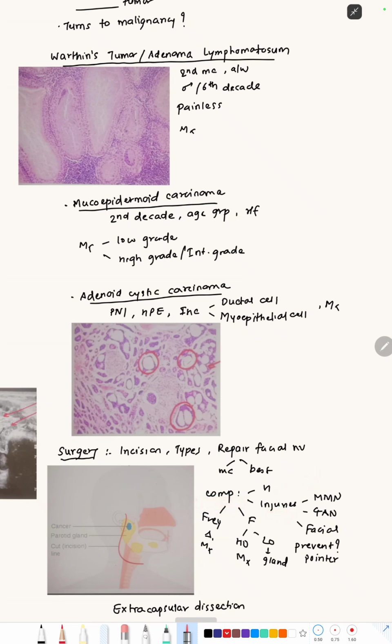So injuries to which nerve? Marginal mandibular nerve, greater auricular nerve, then facial nerve. How to prevent the injury to the facial nerve? By using pointers. The best pointer is going to be the tragal pointer.